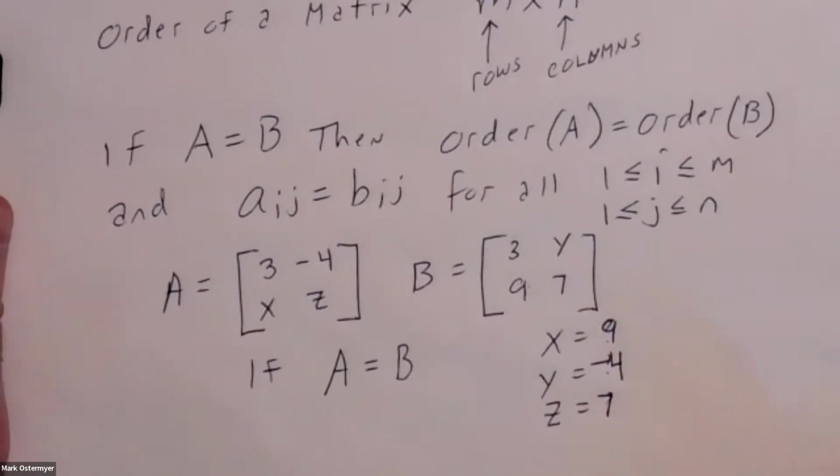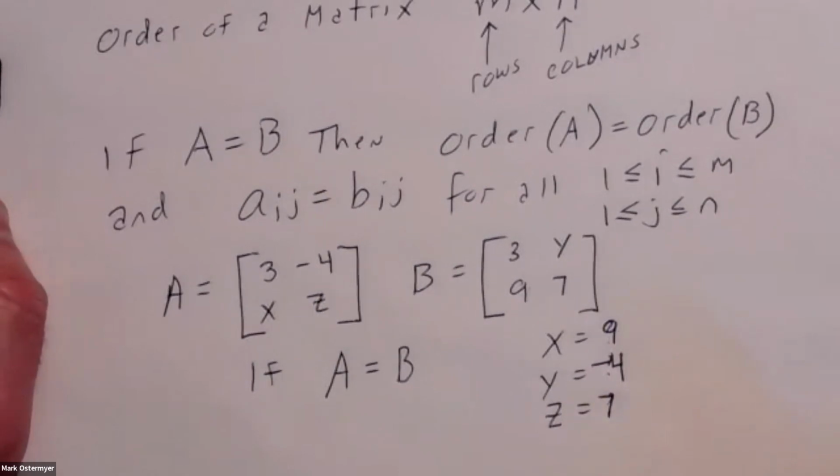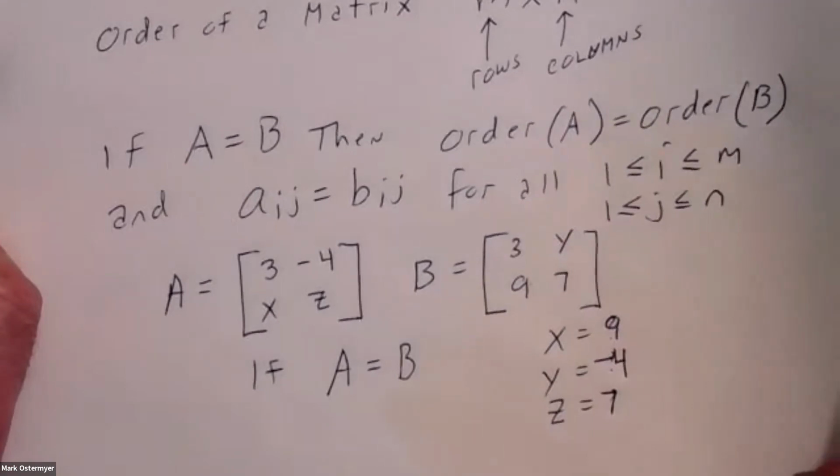All right, so again, for matrices to be equal, they both have to have the same order and corresponding entries must be equal to each other. Okay. All right, next thing is how do we add and subtract matrices?